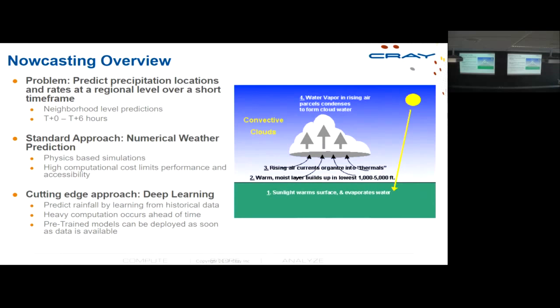So we're going to start from historical data. All the hard computation happens in advance. The advantage of machine learning is that you have your training phase, but inference is often a lot faster and cheaper to do.